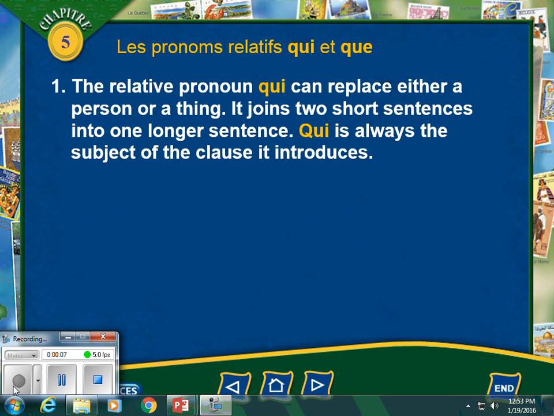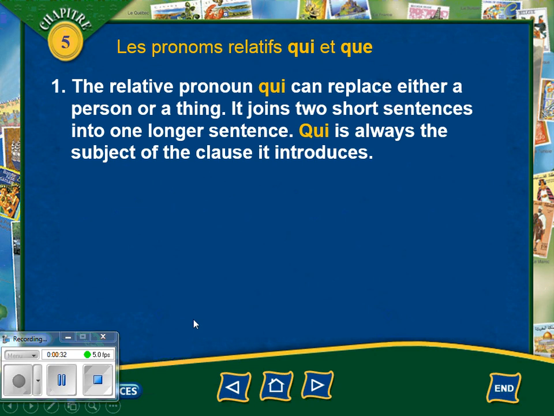Tonight we're going to be talking about the relative pronouns qui and que. These pronouns replace a person or a thing in a sentence to join two short sentences and make a longer one. Now you remember qui is a question word, it means who. And it still means who here, although it can also mean which, it can mean that. Qui is going to become the subject of the clause that it introduces. So therefore, it will be followed by a verb. So remember, qui before a verb.